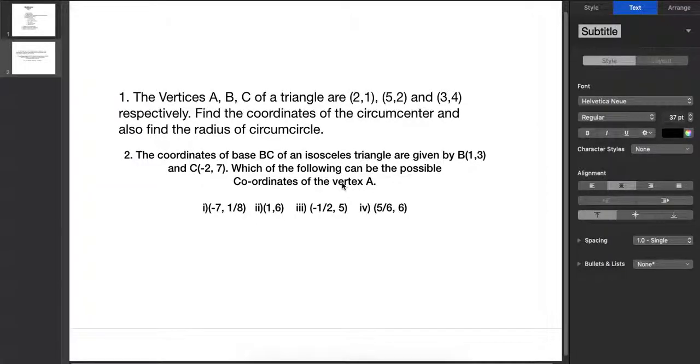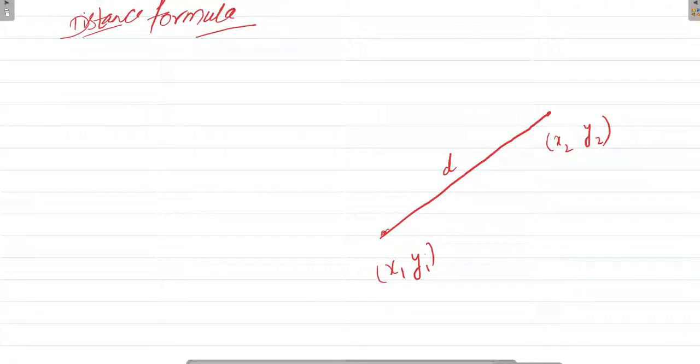So this is the very first video on the introductory part of a straight line, and in this part we will be discussing the distance formula. You have already learned the distance formula in class 10th, but we will use it again and again throughout coordinate geometry in circle, ellipse, straight line, hyperbola, parabola. So let's finish this first.